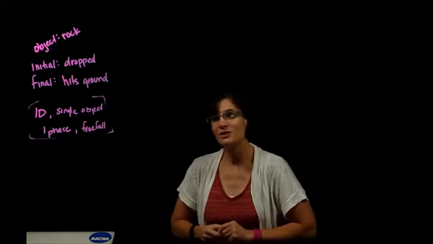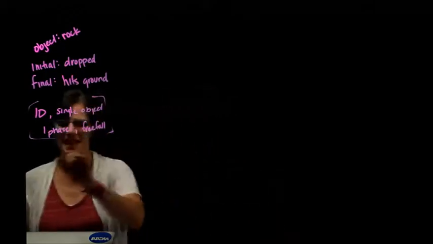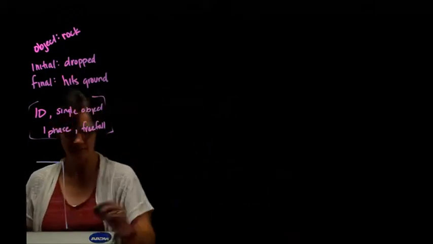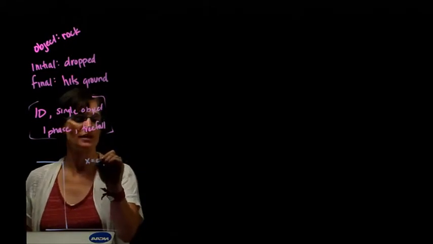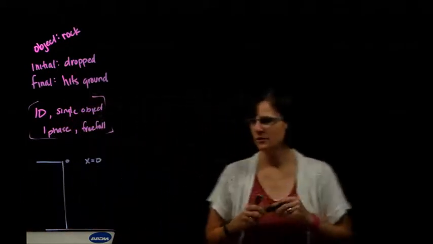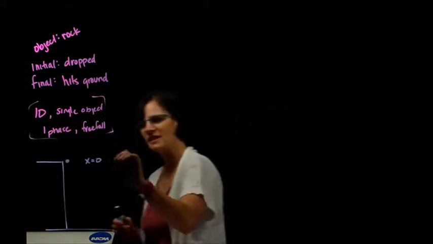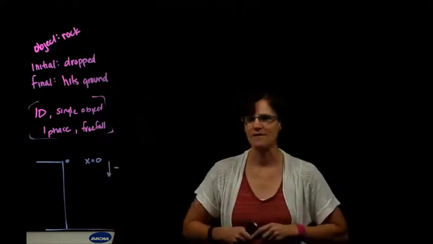All right, so we've conceptualized the idea. Let's set our world up, and then let's tackle the problem. So here's our building. Let's say that we set the origin at the top of the building where the rock is released. So there's my origin, moving in this direction. I'm going to call that negative. I tend to like to stick with convention.